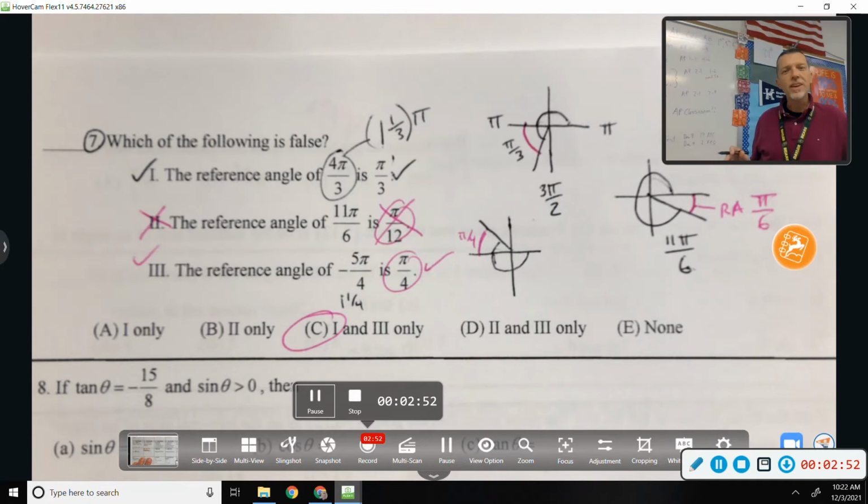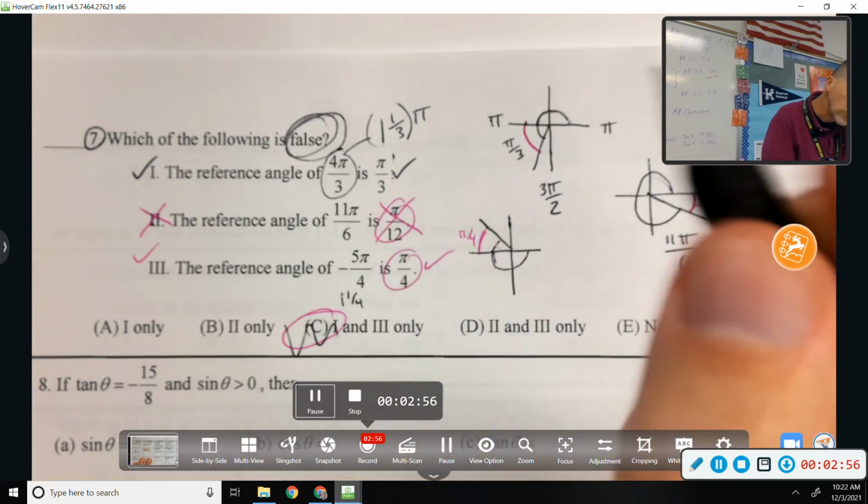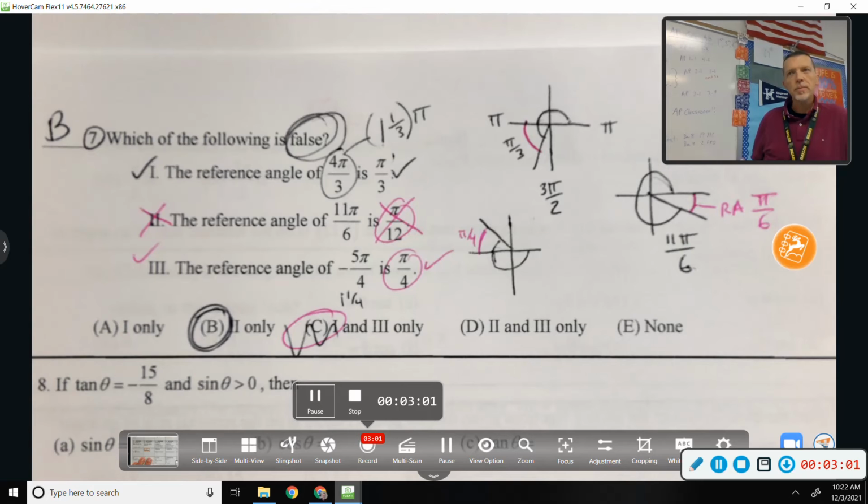Oh, thank you. Yeah, that's worded strange. Yeah. Which of the following is false. Well, 2 was false, so only 2. Good catch. Thank you. Got to read carefully on these things.